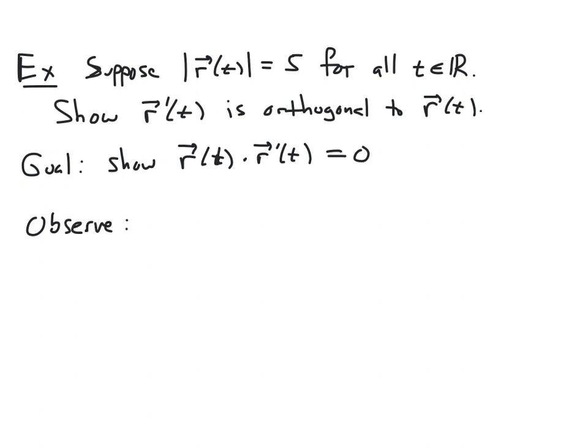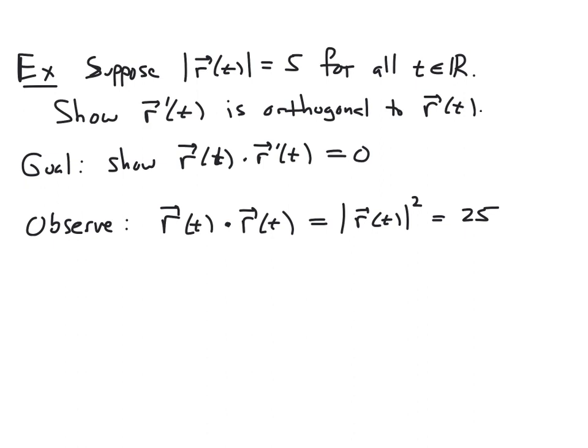That observation is that we're going to take the vector r of t and dot product it with itself. So I'm going to take r of t dot r of t. And I know from dot product properties that if I take a vector and dot it with itself, I get the magnitude of that vector squared. And in this case, that is 25. So r dot r is equal to 25, and that's for any vector on the curve C generated by this vector function r. It doesn't matter what the curve is.